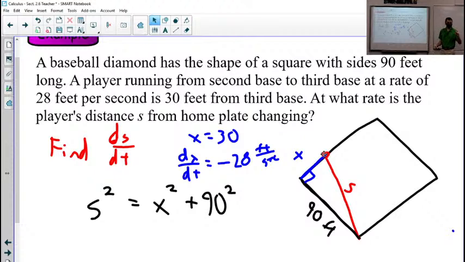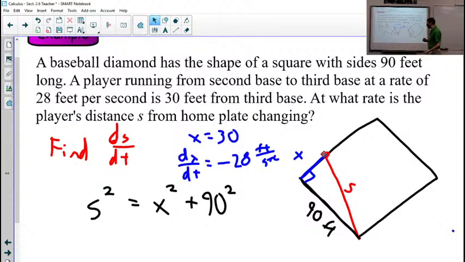Again, I just want to explain this one more time. The difference between me saying this is 90 feet in the diagram and putting an x here and saying that x is 30 is that this 90 feet stays constant. And so we don't have to treat it as a variable. We can just treat it as a constant at 90 feet. This distance x is changing. It has a dx/dt, and so we are treating it as a variable because it's changing. It varies. And we are defining it at that point to be 30. That's the idea.